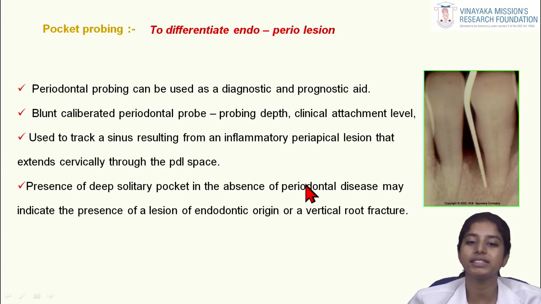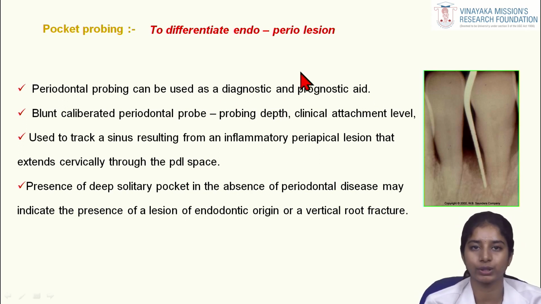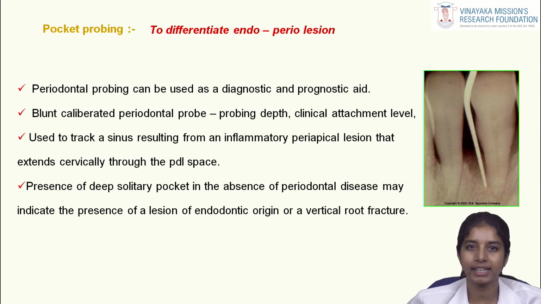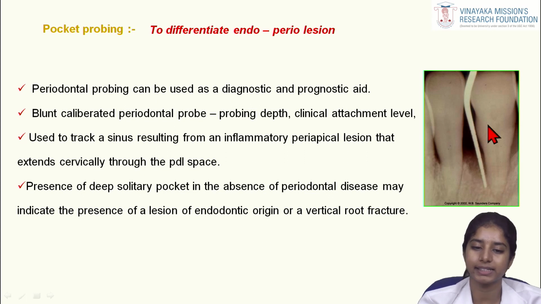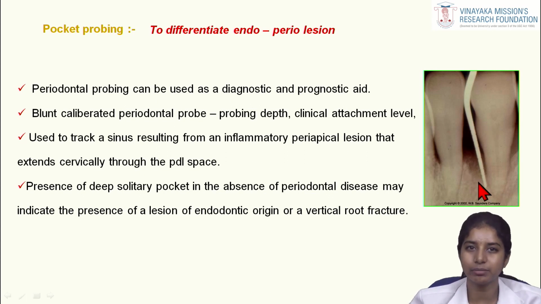Then pocket probing, which is done to differentiate an endo and perio lesion. Periodontal probing can be used as both a diagnostic and a prognostic aid. You have to use a blunt calibrated periodontal probe, which is done to estimate the probing depth and also the clinical attachment level, and it is used to track a sinus resulting from an inflammatory periapical lesion that extends cervically through the periodontal space. The presence of a deep solitary pocket in the absence of periodontal disease indicates the presence of a lesion of endodontic origin, or else a vertical root fracture.